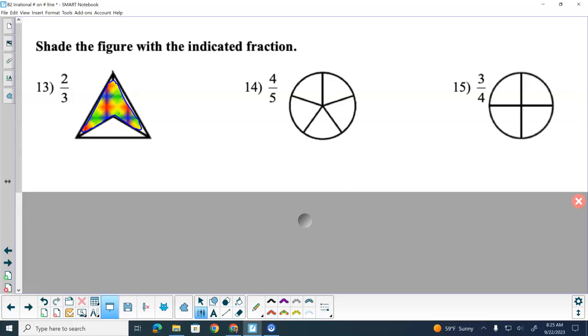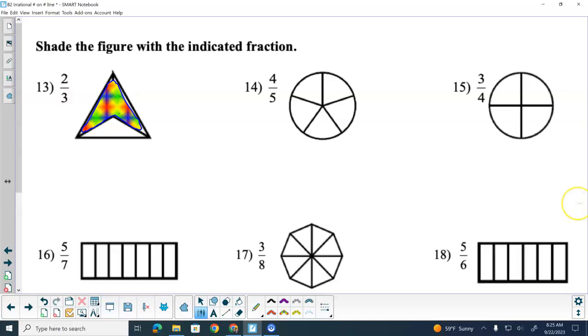4/5, 3/4, shade, shade, shade, shade, shade. 5/7, 3/8, and 5/6. So shade me those 5, and then I'll show you those. Okay.